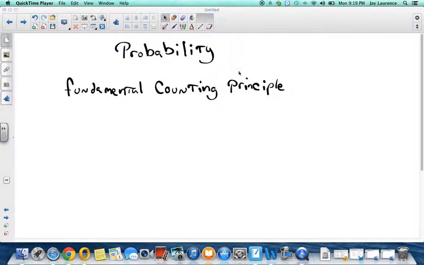Hello, algebra students. I think I'm recording. This is my MacBook. My other computer, it was time to put it out of its misery. So I hope I'm doing this well. I hope it's turning out okay.